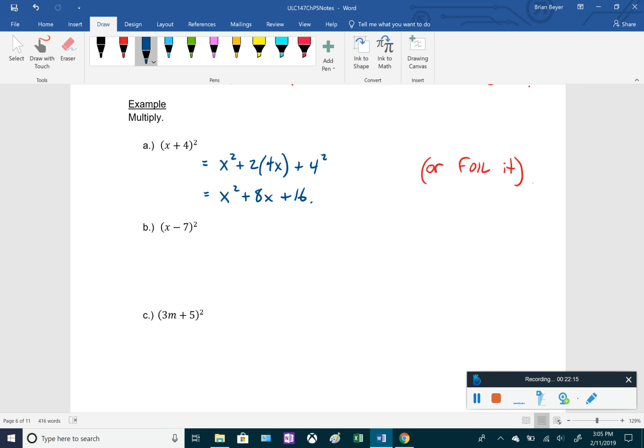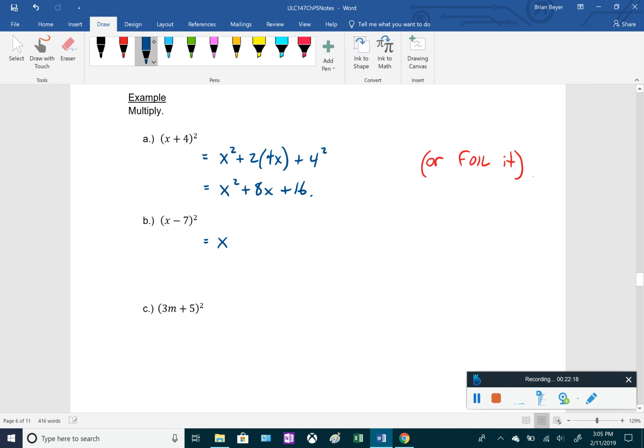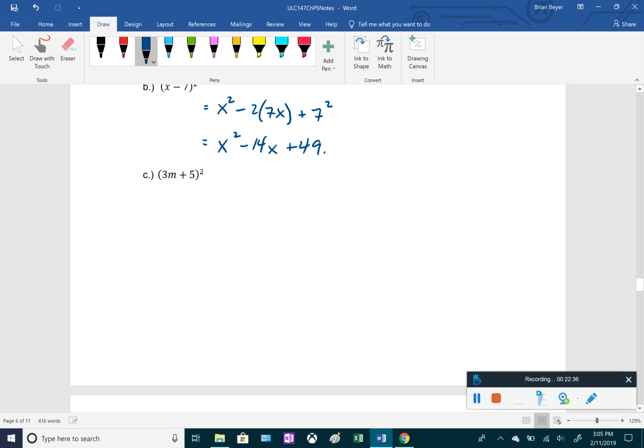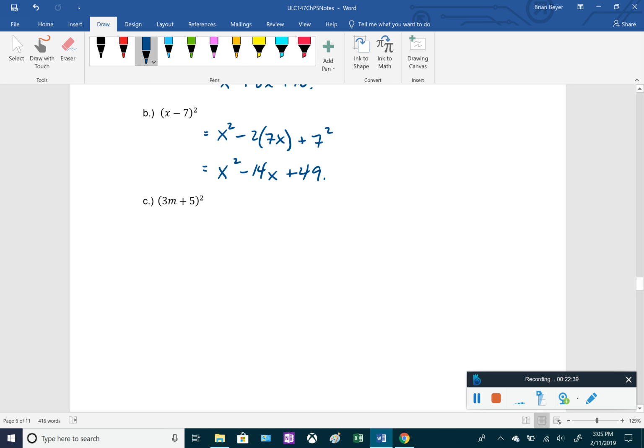So next one we have x minus 7 all squared. So it's the first one squared minus 2 times them multiplied together. And then it's going to be plus the last one squared. So x squared minus 14x plus 49. And last one here, we have 3m plus 5 all squared. So it's first one with parentheses squared plus 2 times them being multiplied together plus the last one squared. So it's 9m squared, 2 times 5 times 3 is going to be 30, plus 30m plus 25.